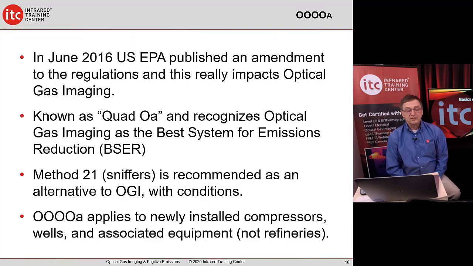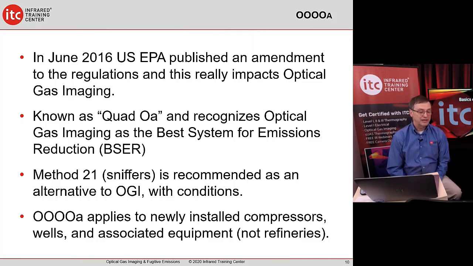Now, as far as the regulations go, in June 2016, the US EPA published an amendment to the existing regulations, and it's known as Quad OA. And it recognized optical gas imaging as the best system for emission reduction. And they did a whole series of studies. The white paper is listed later in this, I think the next slide as a matter of fact. And they found out that they could find more leaks quicker with OGI than they could with a sniffer.